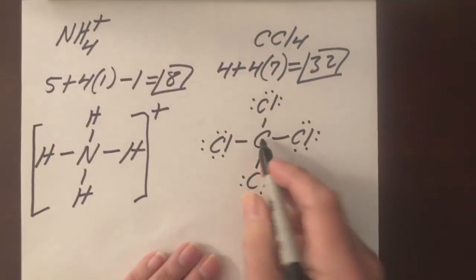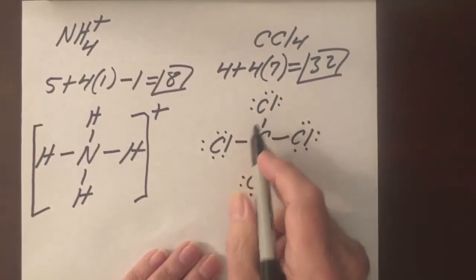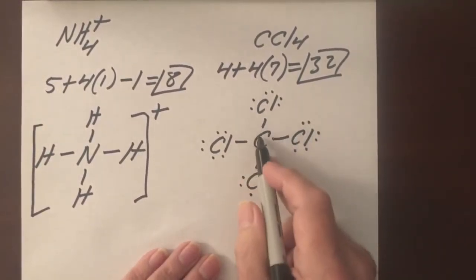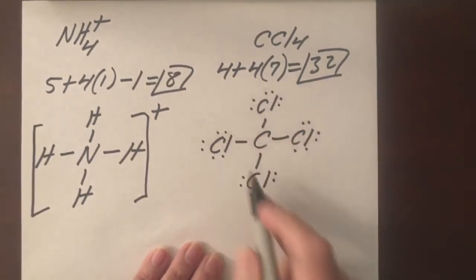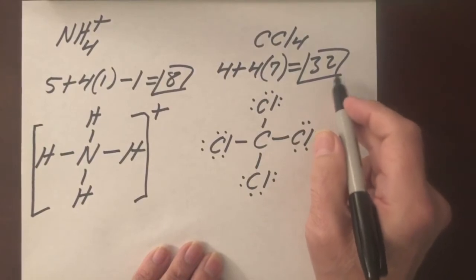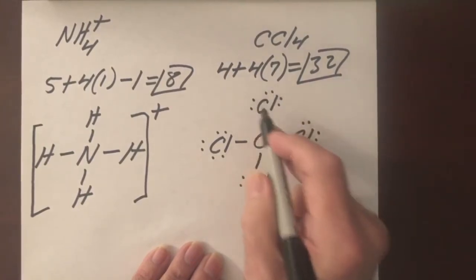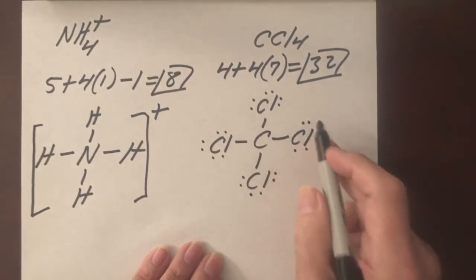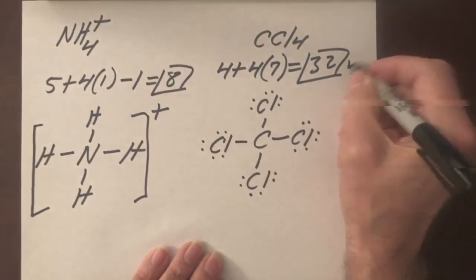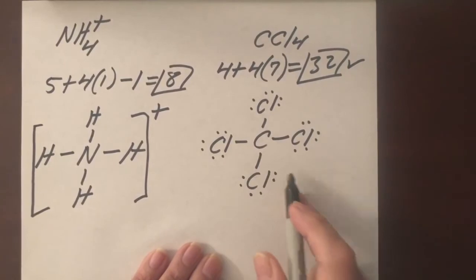Now the carbon, remember the HONC rule, carbon will have 4 bonds around it, which is what we have here. So carbon has 8 around it, each of the chlorines has 8 around it. Let's double check that we've used the right number of electrons. 2, 4, 6, 8, 10, 12, 14, 16, 18, 20, 22, 24, 26, 28, 30, 32. We've used the right number of electrons, and so this is a correct Lewis structure.